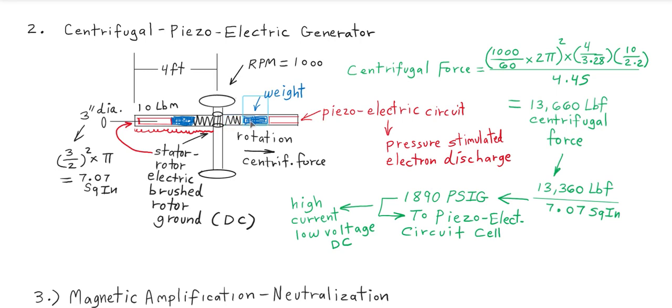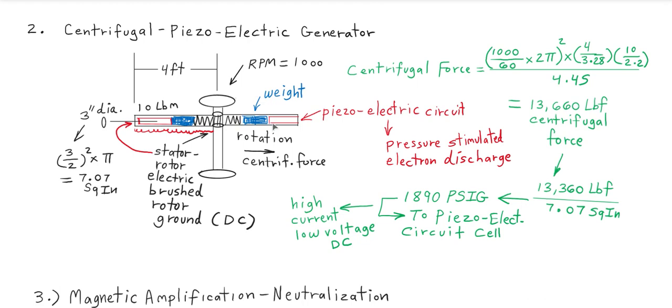It's spring loaded outward, but that's just for support and placement of the 0 point. And then when this starts to rotate, the centrifugal force builds up, and that would be 13,660 pounds centrifugal force across a 3-inch diameter weight channel or weight diameter. And so that's 7.07 square inches. So we could push about 1890 pounds per square inch upon a piezoelectric circuit. And because there is more respect to capacitance and current, or we would just say current, current is correlating with pressure, whereas voltage is correlating with displacement or velocity or motion.